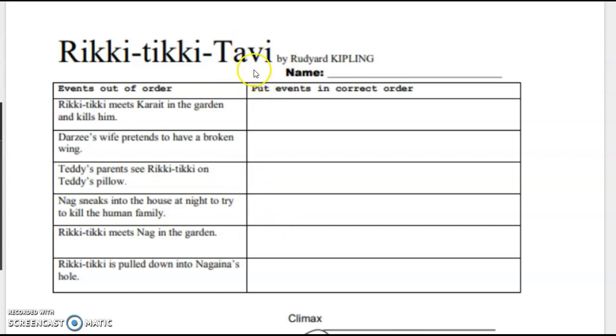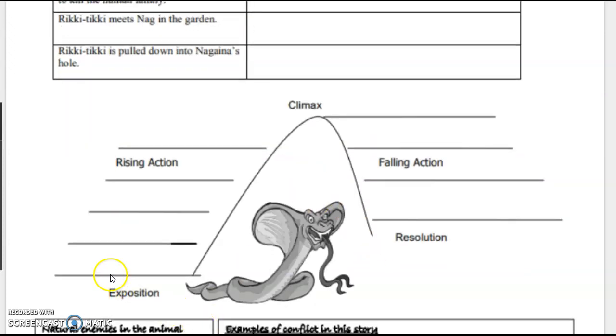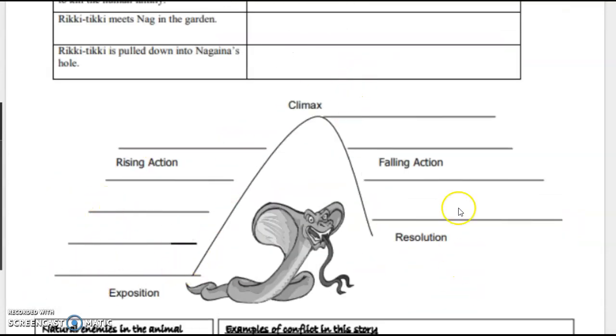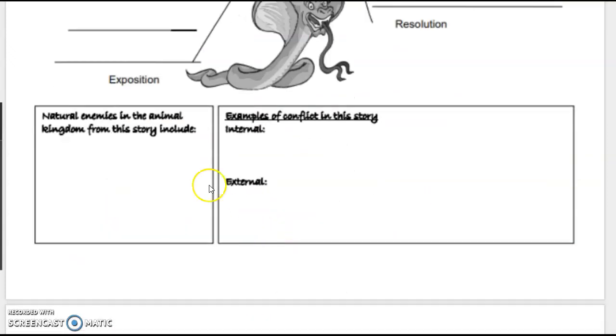Right here, we're doing a little bit of plot. These events are out of order. I had you actually put them in order of what event happened first, second, third, fourth, or fifth. Then I had you actually practice putting it into the plot diagram that we went over yesterday. So the exposition would be us meeting Rikki Tikki through the flood. The climax is Nagaina dying. What are the falling actions and what is the resolution? We went over that in class. For my 3-4, I gave you the 3 most key pieces, and I helped you fill in the blanks as necessary.